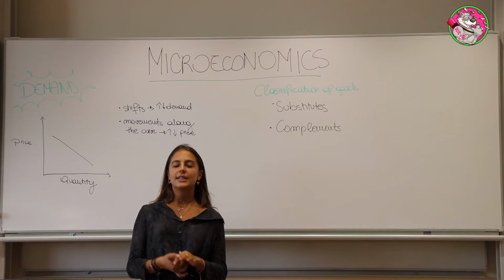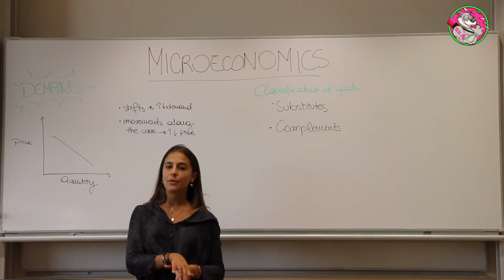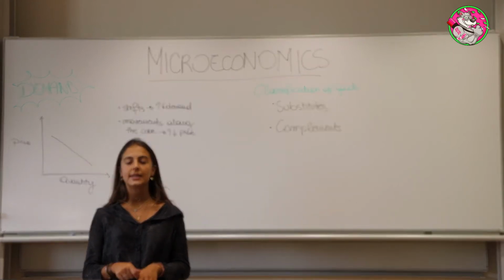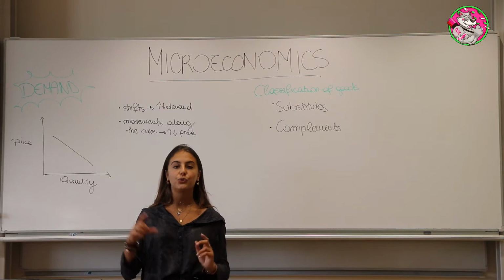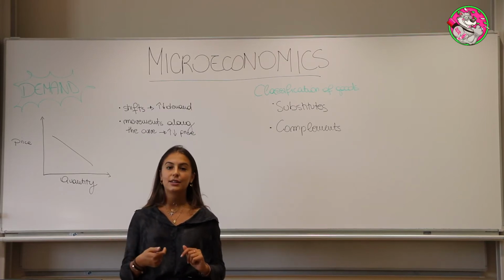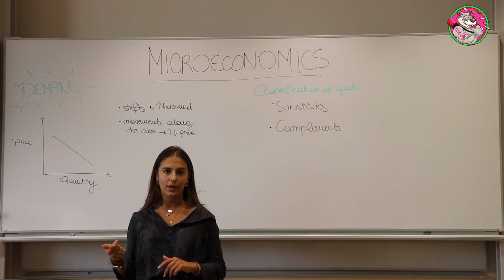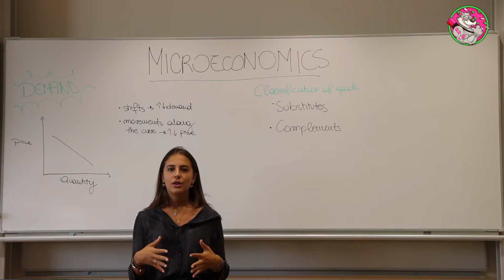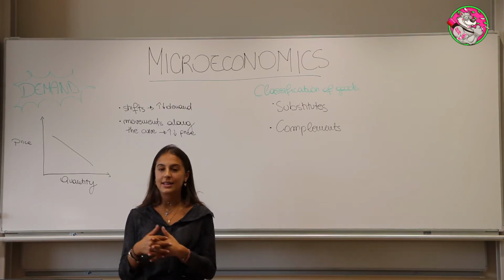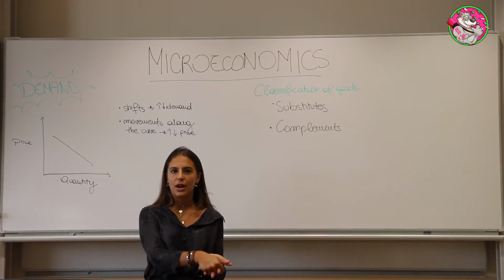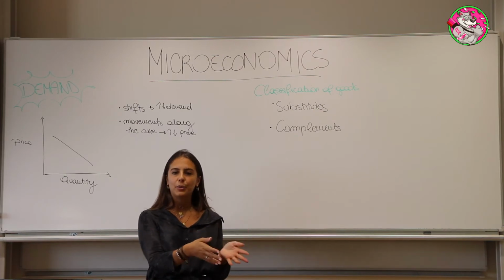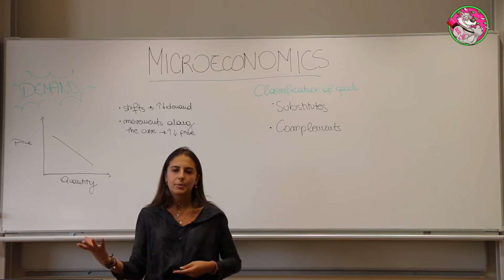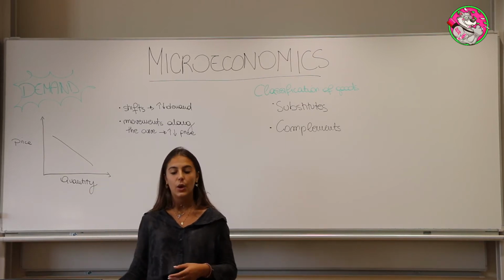So now we're going to analyze the classification of goods. There are two types of goods. The goods can be substitutes or complements. If they're substitutes, it means that if the price of one good rises, then the demand of the other good rises as well. For example, if the price of milk falls, then the demand for juice will fall as well, because now milk is cheaper and people are going to go for milk rather than for orange juice. So fewer people are going to buy orange juice, and so its demand will fall.